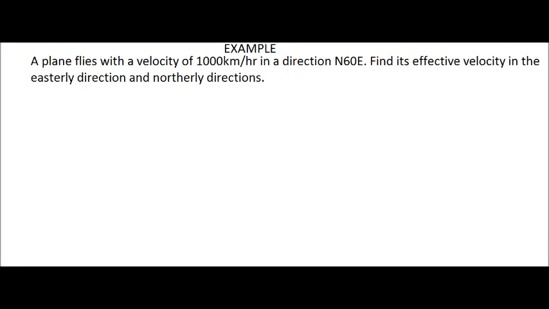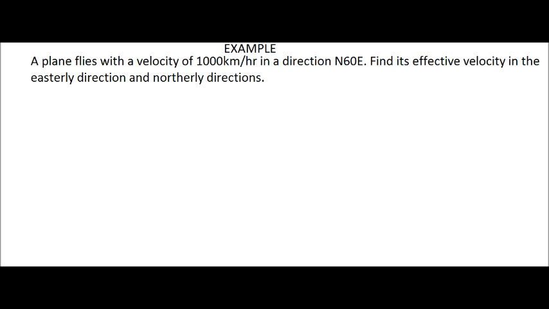Hi everyone, this is an example that I want to quickly solve from the vectors before we go to resolution of several vectors. Now the question says a plane flies with a velocity of 100 km per hour in a direction north 60 degrees east. Find its effective velocity in the easterly direction and northerly directions. Now what is this particular problem saying? Actually, we should find the vertical component and horizontal component.